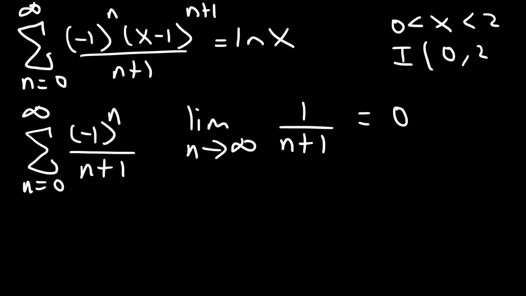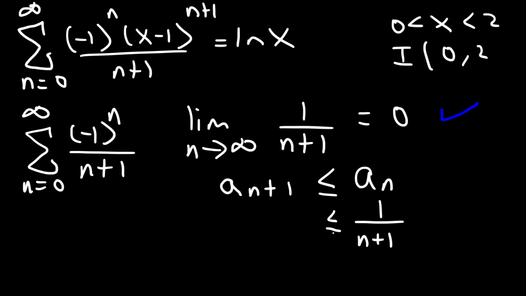So that's the first part of the alternating series test. The second thing that we need to do is show that a sub n is a decreasing sequence. So a sub n is 1 over n plus 1, and a sub n plus 1 is going to be 1 over n plus 2. So 1 over n plus 1 is always larger than 1 over n plus 2. So we have a decreasing sequence.